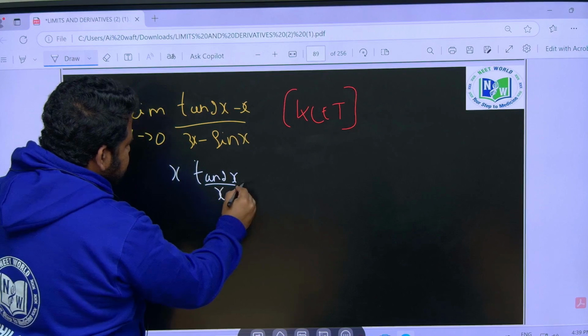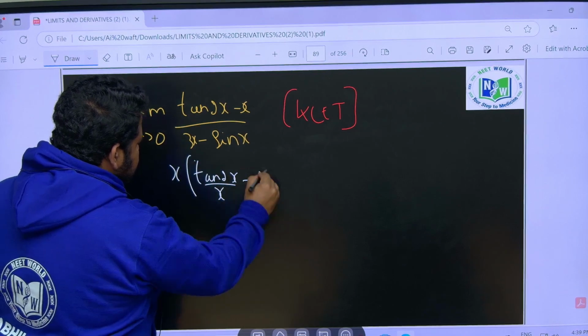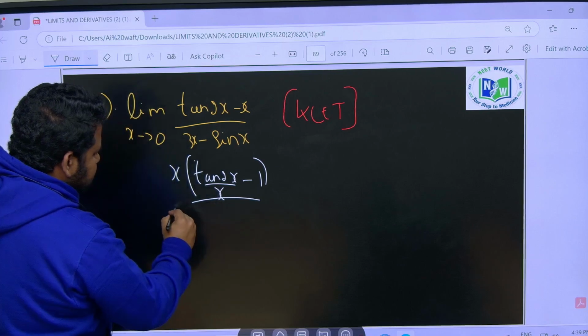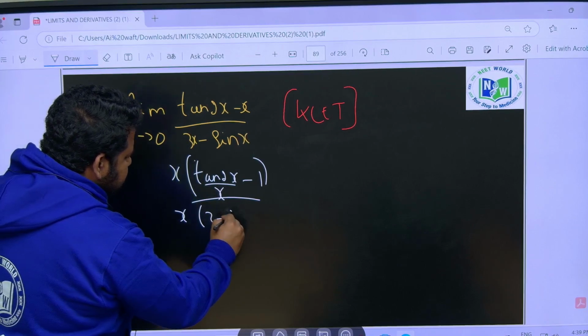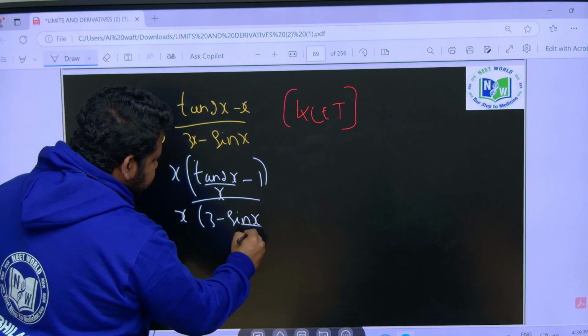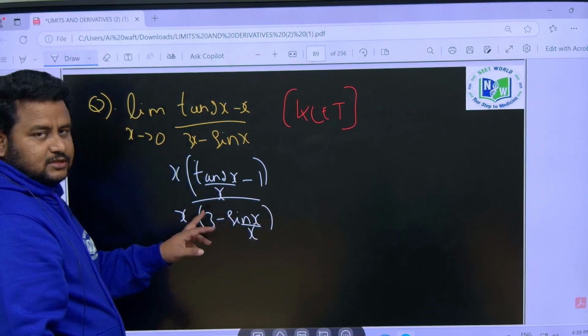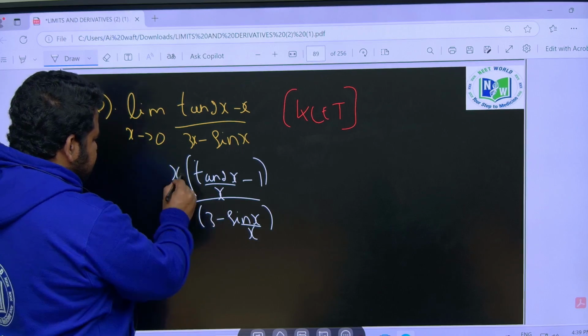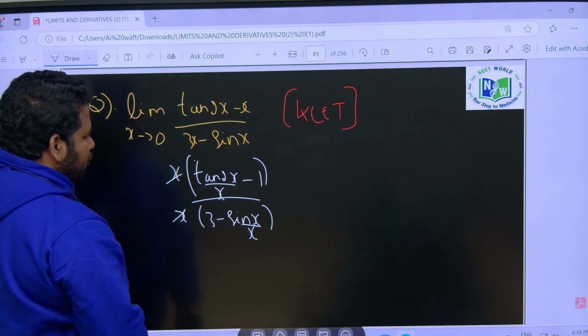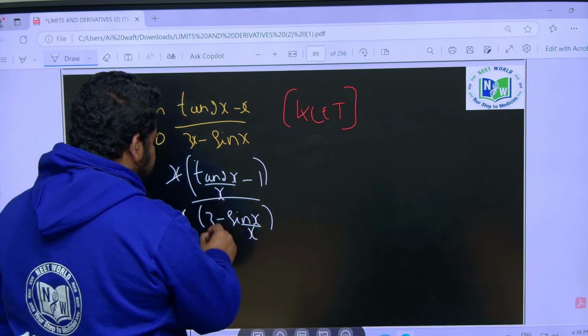Tan 2x by x minus 1. Here also I will take x common. So this will be x into 3 minus sin x by x. This cancels. So now what am I left with? I am left with tan 2x by x minus 1 over 3 minus sin x by x.